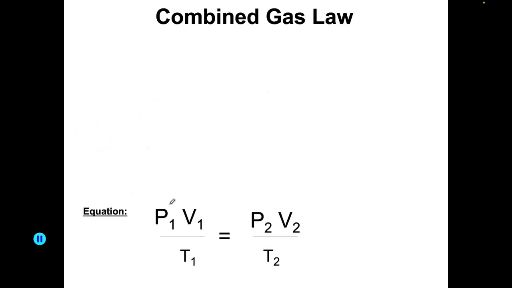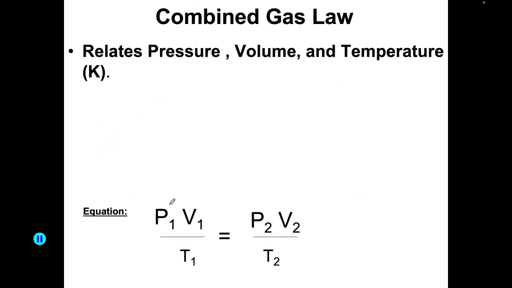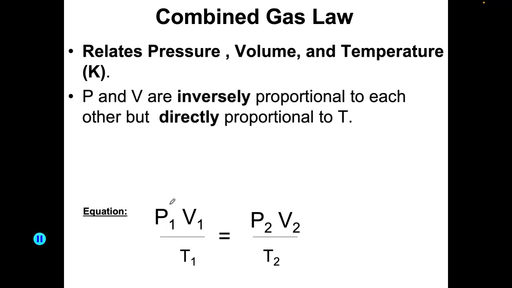Then we have the combined gas law. This relates pressure, volume, and temperature, and again, temperature in Kelvin. So pressure and volume are inversely proportional to each other, but directly proportional to T, or temperature. And so this is the equation. It's combining, that's why it's called the combined gas law. So we can see pressure and volume and temperature. You can see a couple equations combined into one.